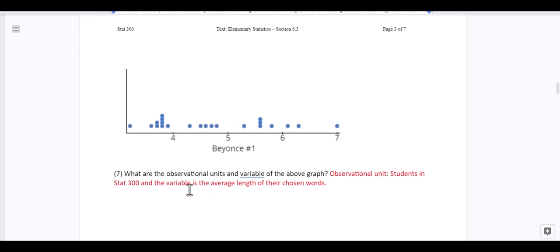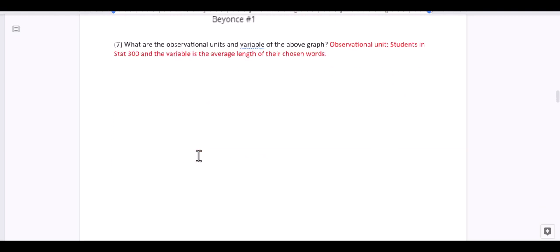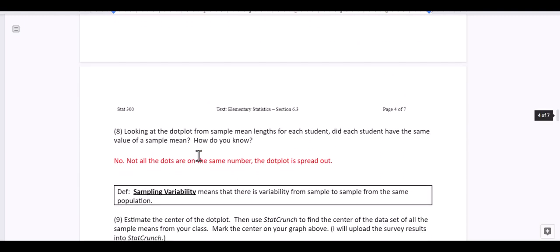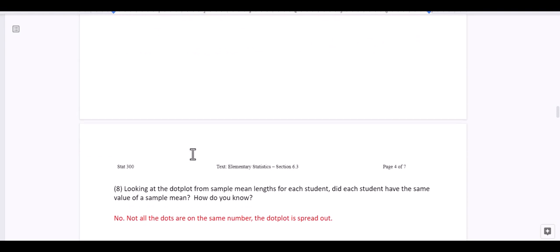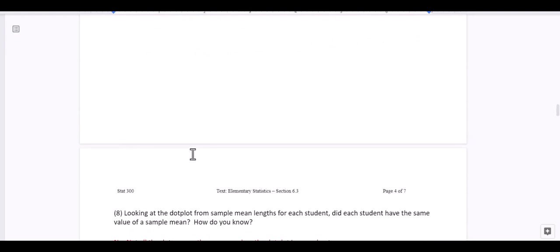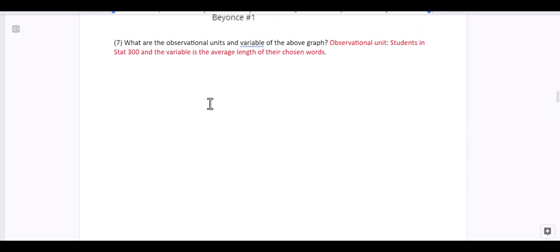And so the variable is the average length of the chosen 10 words. Let's move on to the next one. Looking at the dot plot from the sample mean lengths of each student, did each student have the same value of a sample mean? No, right? How do you know?